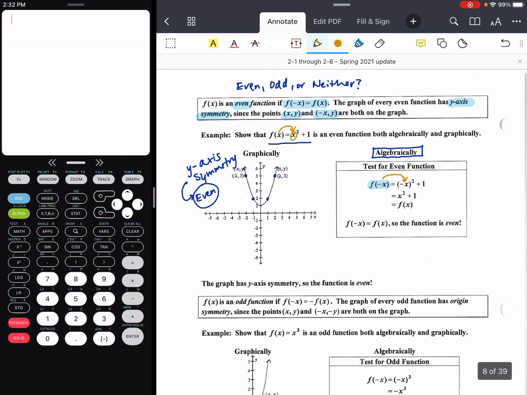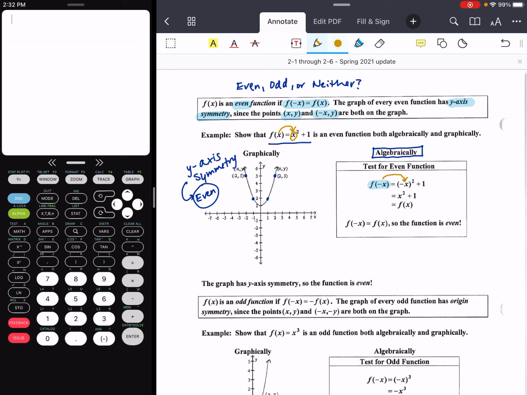And if we take a negative value and we raise it to an even power like 2, 4, 6, that negative value comes out positive. So we have the x squared and it's going to be positive. So we end up with x squared plus 1. So f of negative x equals x squared plus 1. And if we compare that to the original function, I can see that f of x equals x squared plus 1 and f of negative x equals x squared plus 1.